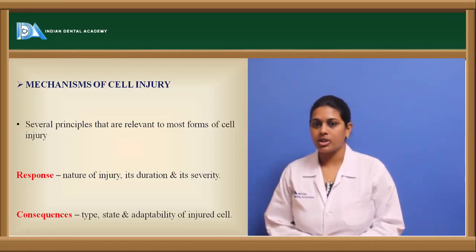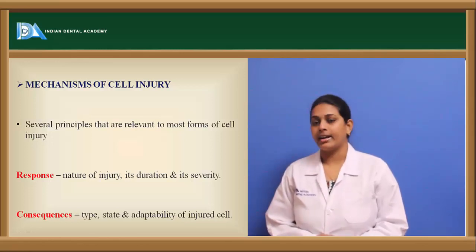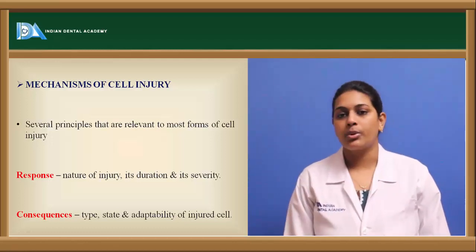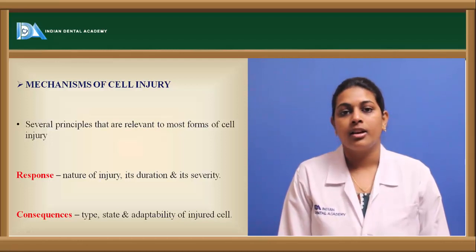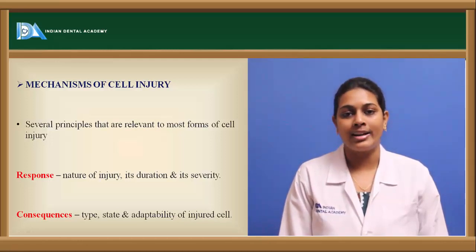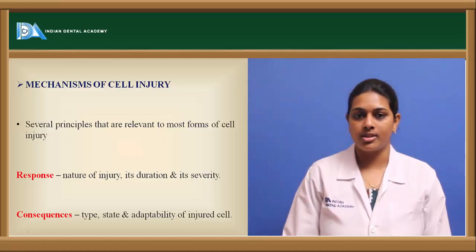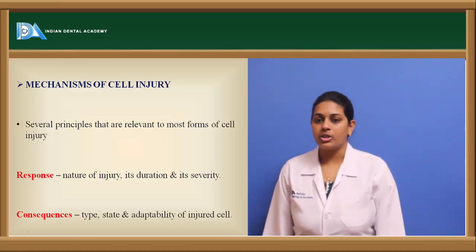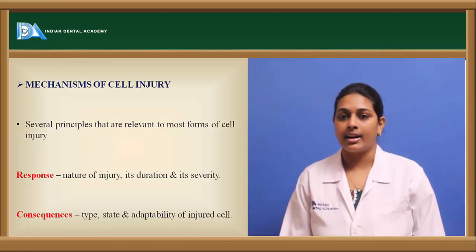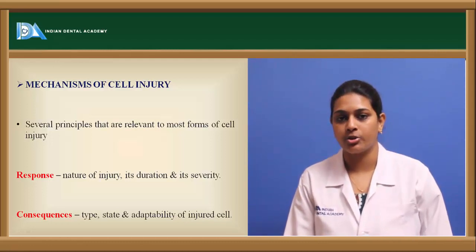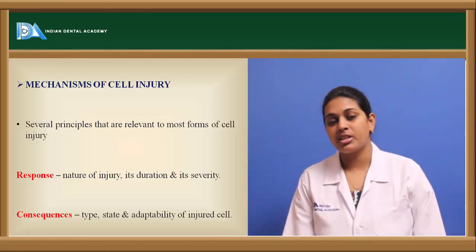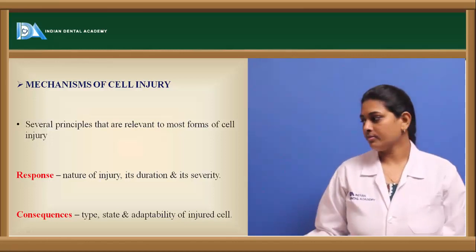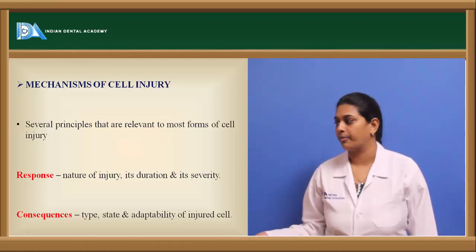Then coming to the consequences of the cell injury, it depends on the type, state and adaptability of the injured cell. So it could be adaptive. The consequences, that is the further changes in the cell, depend on the way the cell takes up the injurious stimuli. Suppose there is a reversible injury, then the cell can adapt by the processes of hyperplasia or hypertrophy, atrophy or metaplasia. Suppose the cell is undergoing an irreversible injury, then the cell cannot adapt. So this is what explains the mechanism of cell injury.